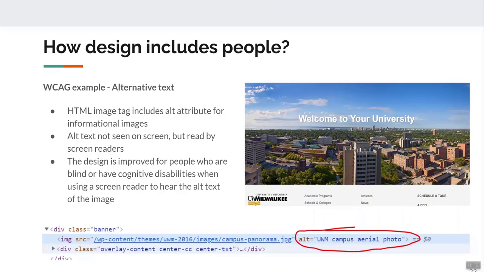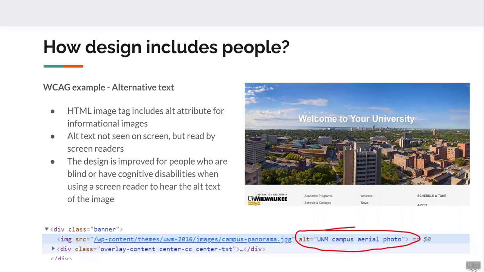Images on websites should also include alternative text so that somebody who is blind or has low vision or is using a screen reader is able to understand the context of that image along with the other content on the page. In this case, I have a picture of the UWM landscape, or their campus picture. And underneath that, I have the code that I grabbed out of their website, and we see that there's the alt text right there that I circled in red.